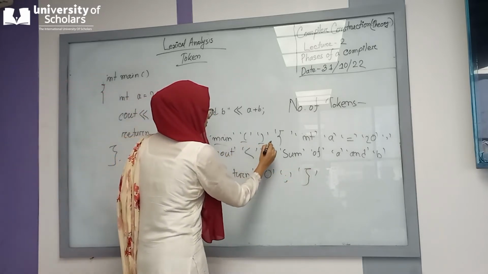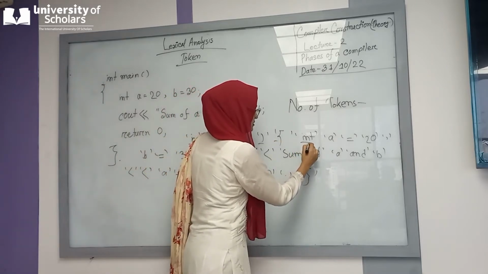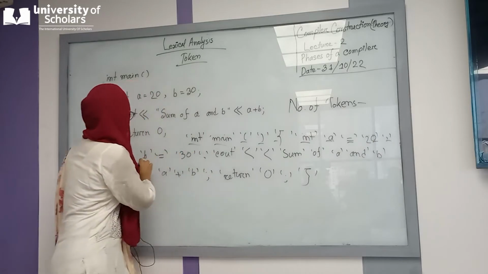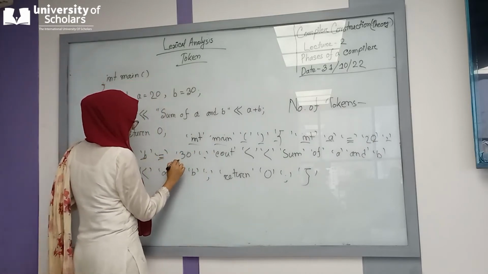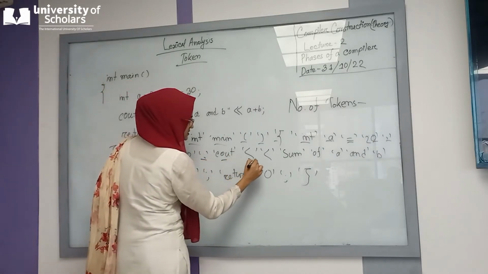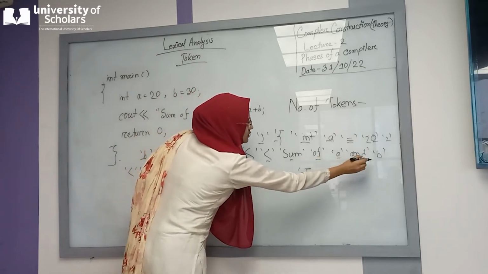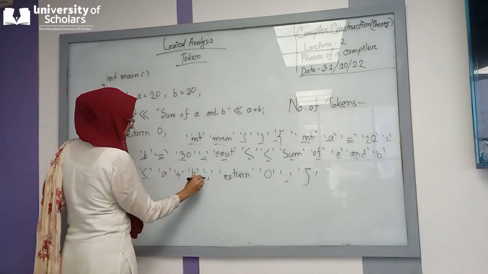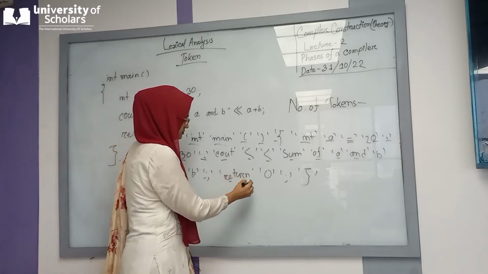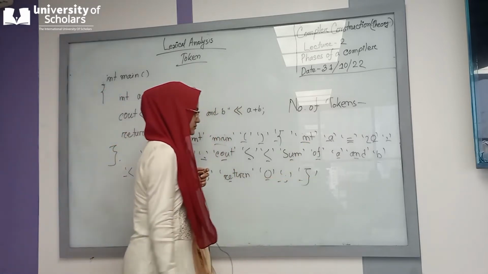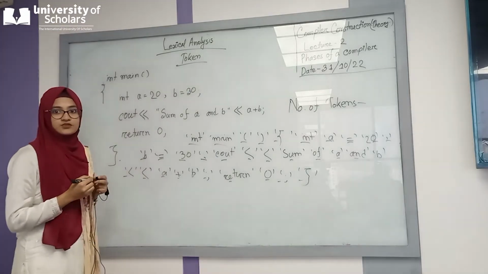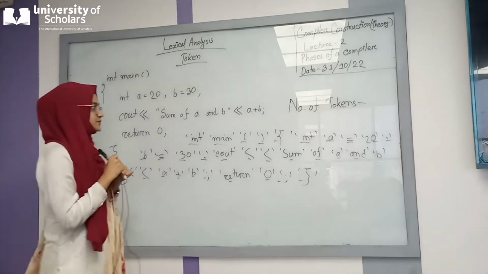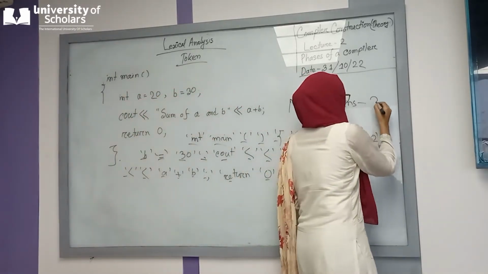1, 2, 3, 4, 5, 6, 7, 8, 9, 10, 11, 12, 13, 14, 15, 16, 17, 18, 19, 20, 23, 24, 25, 26, 27, 32, right? Then 32. Yeah. The number of tokens is going to be 32.